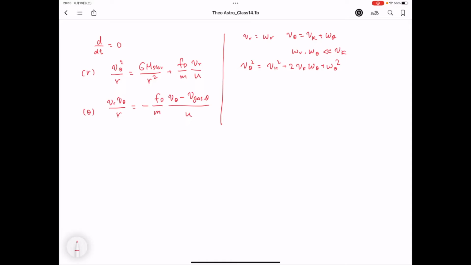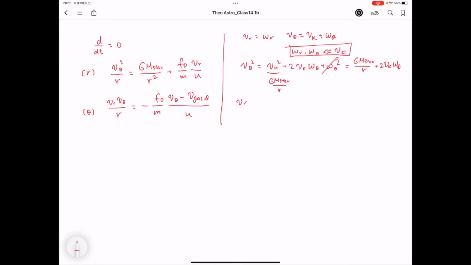W theta is much smaller than v sub k, then the last term is going to be ignored. Then v sub k is expressed as GM sub star over r. This becomes GM sub star over r plus 2 v sub k w theta.